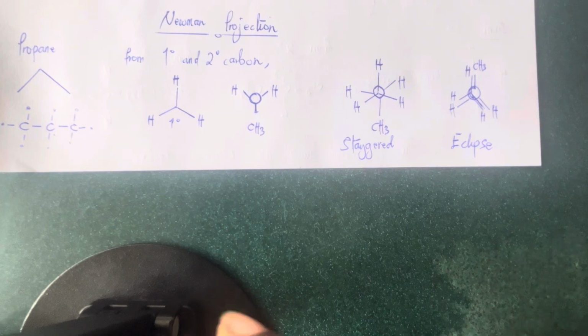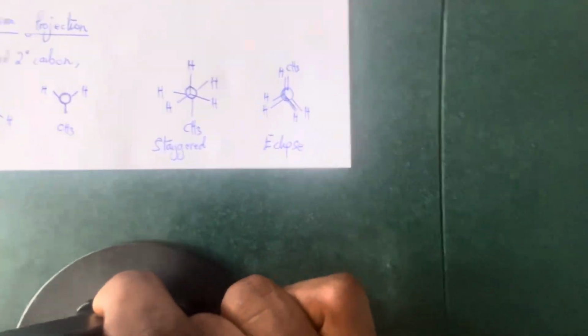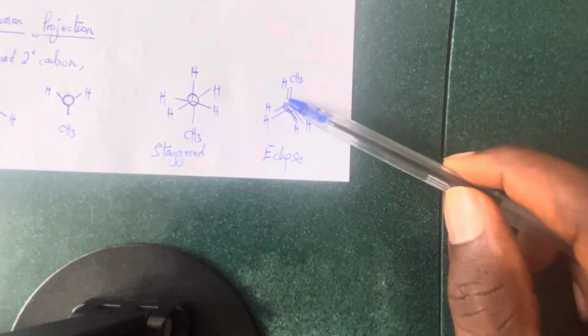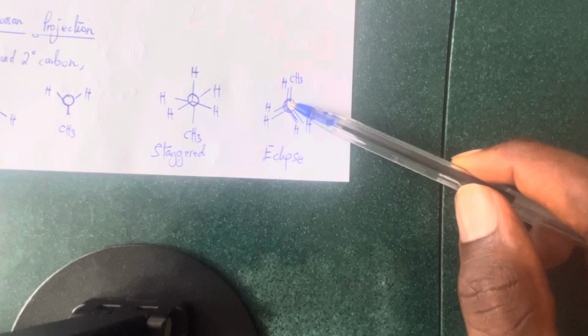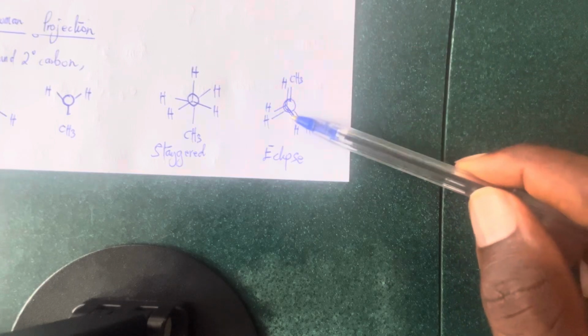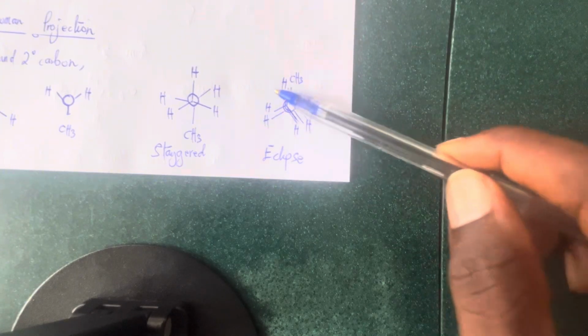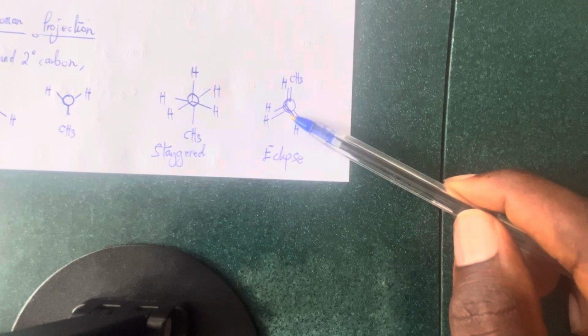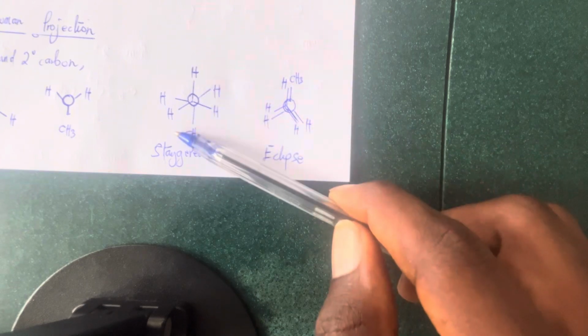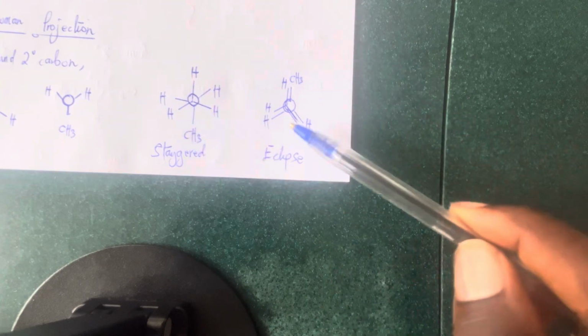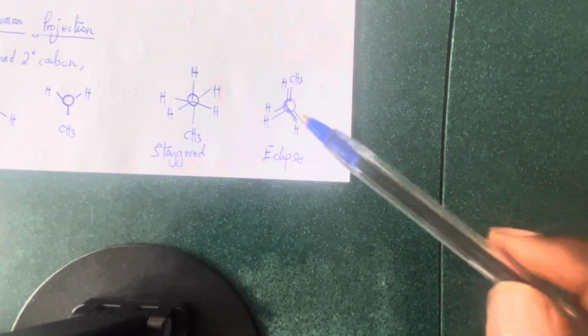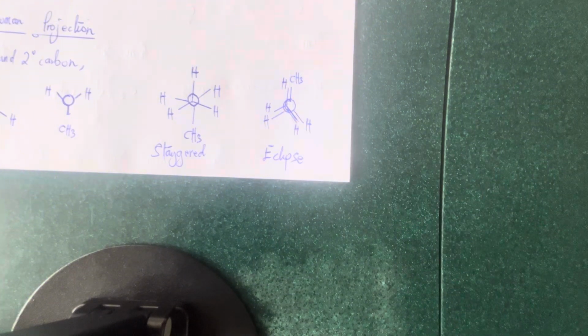But when you are drawing it or writing it, you have to always make sure that you indicate that it is an eclipse conformer by drawing the lines slightly close to the other lines. The angle between these groups in the staggered conformer is 180 degrees, but the angle between the groups of atoms in the eclipse is 0.